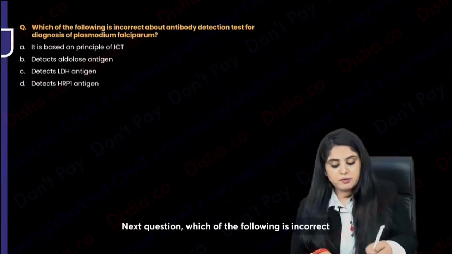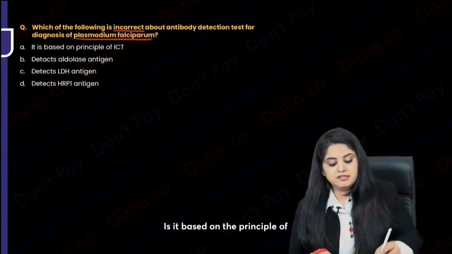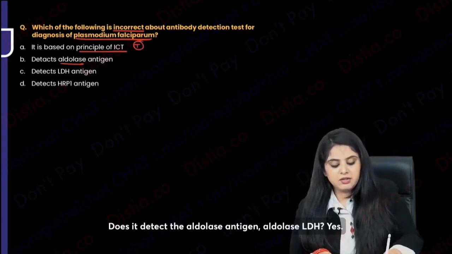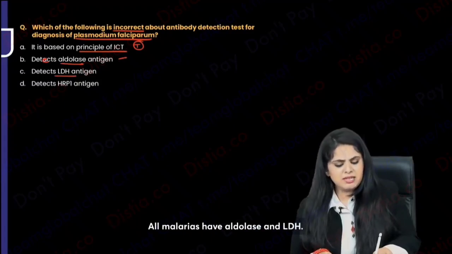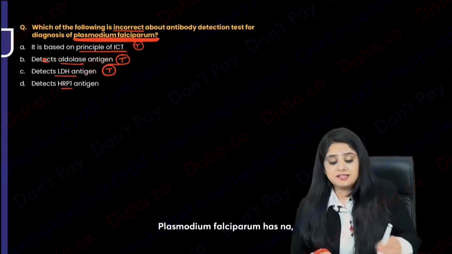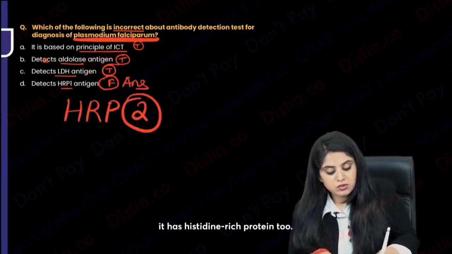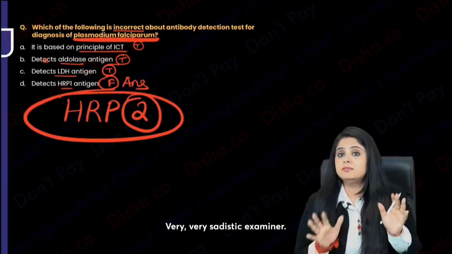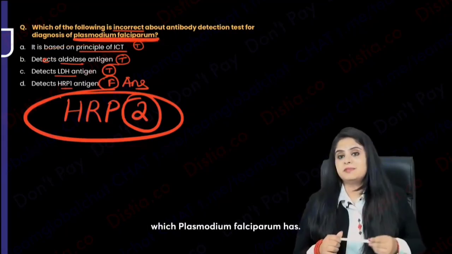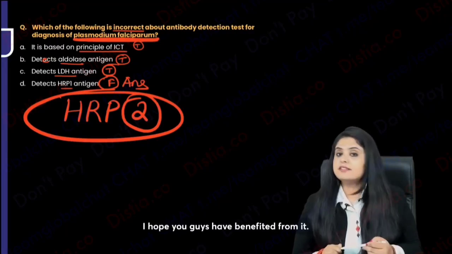Next question. Which of the following is incorrect about antigen detection for the diagnosis of Plasmodium falciparum? Is it based on the principle of immunochromatography? Yes, card test, correct. Does it detect the aldolase antigen, aldolase, LDH? Yes, all malarias have aldolase and LDH. Does it have HRP antigen? Of course, Plasmodium falciparum has, but this is the wrong statement. Why? Because it has histidine-rich protein 2. What a way of catching you. Very, very sadistic examiner. And so this is histidine-rich protein 2 which Plasmodium falciparum has. So that becomes the wrong answer over here. So we are done with the sporozoa. I hope you guys have benefited from it.